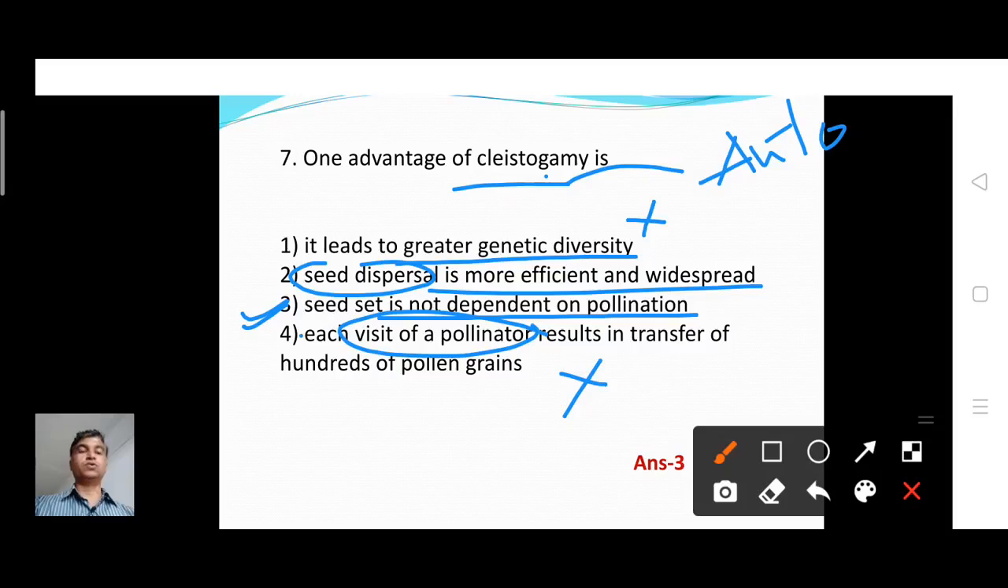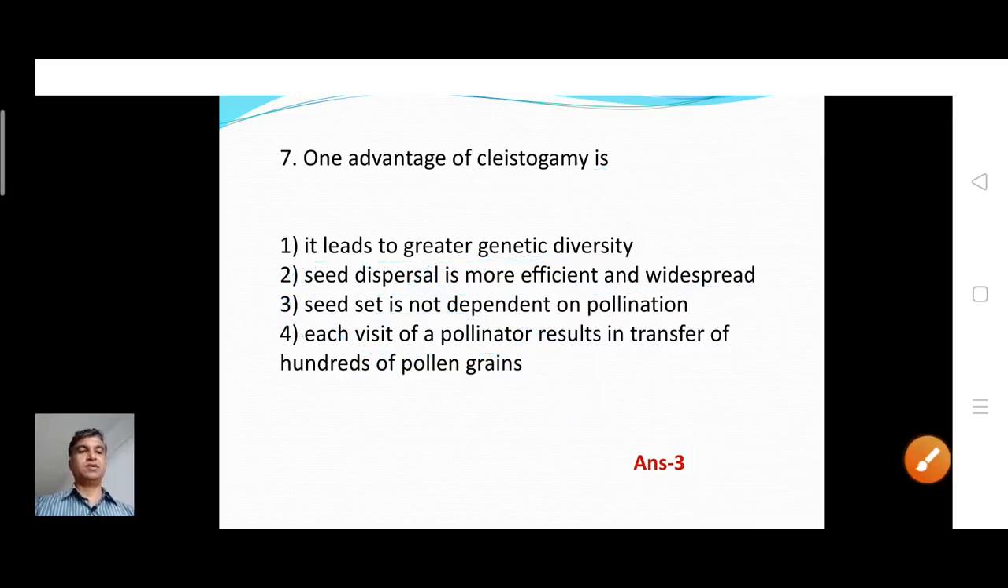Cleistogamous flowers are closed ones. Anther and stigma are in close proximity. Autogamy takes place. Self-pollination takes place. Fruits are formed and seeds are set. That's why seed set does not depend on the pollinator. The third option is the correct one. The answer is the third one.